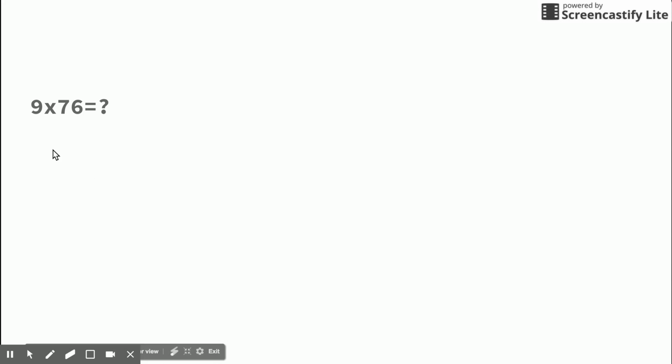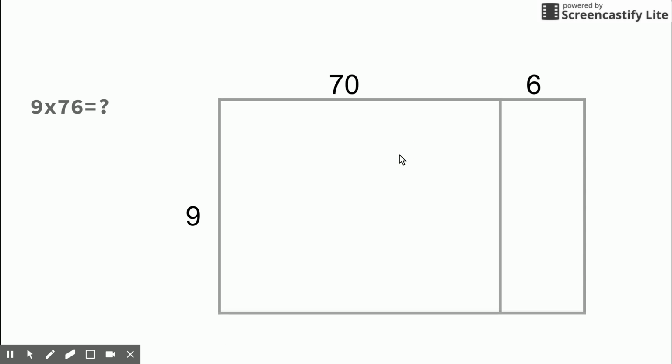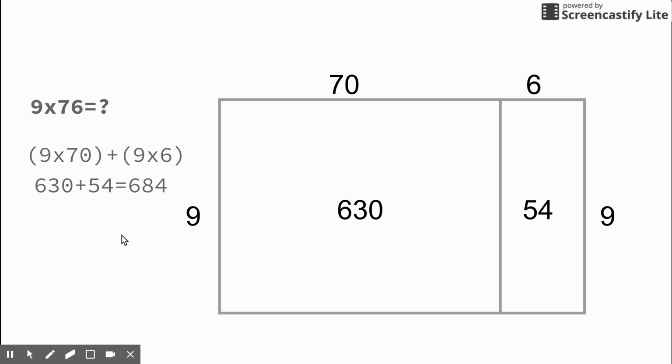Let's try one more, 9 times 76. Again, we're going to think about breaking up that 76 into the place values. So we have 70 and 6. We're going to drop that line to separate our two rectangles. Now if I want to do 9 times 70, I'm going to think about the basic fact in there, 9 times 7, which is 63, and then dropping in that 0, which would make it 630. Then 9 times 6 would give me 54, and if I add those two up, I'm going to get my product, which is 684.